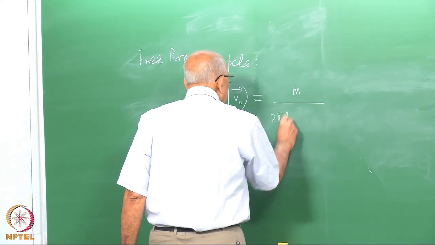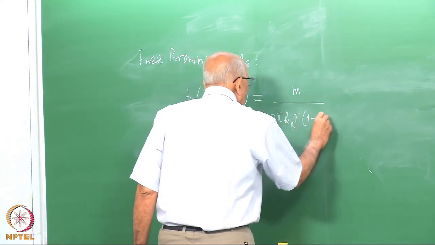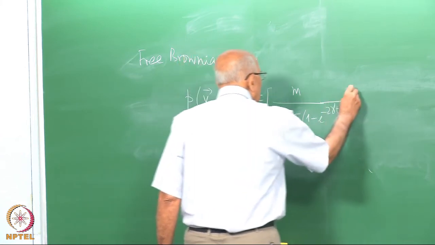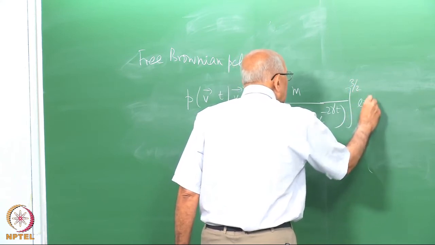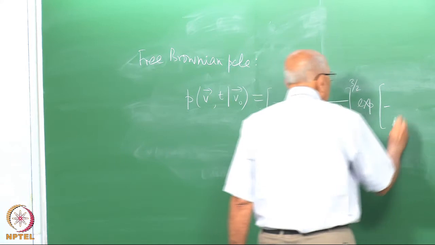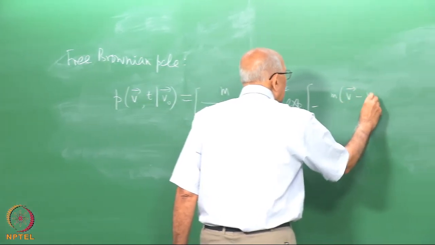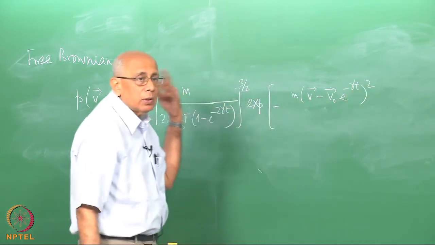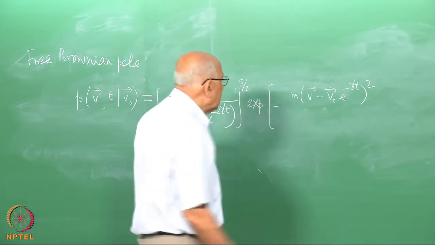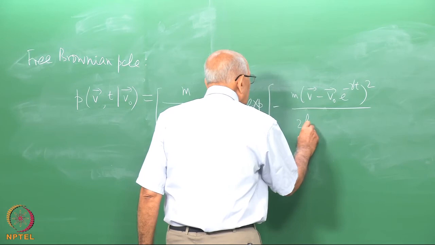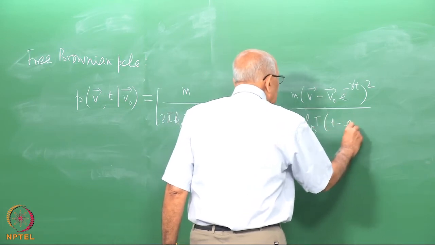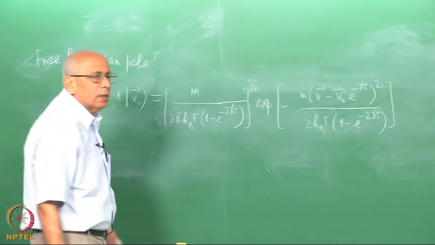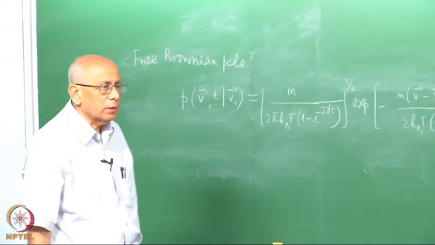m over 2 pi k_B T (1 minus e to the minus 2 gamma t). That's how the variance goes. This whole thing to the power 3 halves, times the exponential of minus m into (v minus v0 e to the minus gamma t) whole squared. That's how the mean drifts to the origin. There's a vector here, divided by 2 k_B T times this quantity for the variance. That's the 3-dimensional Ornstein-Uhlenbeck distribution. Okay.